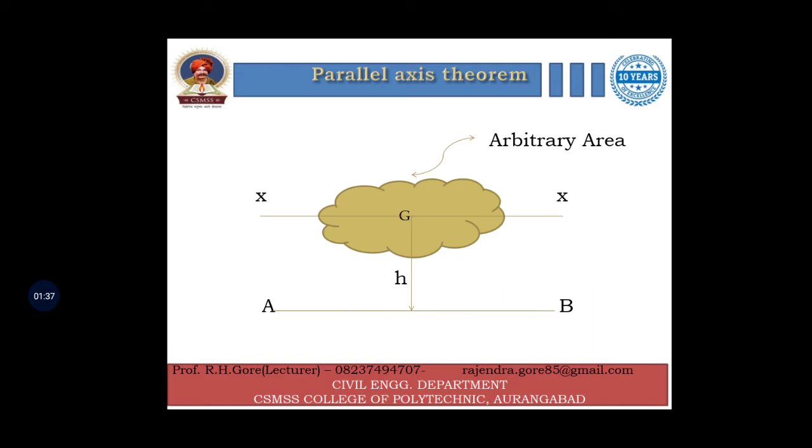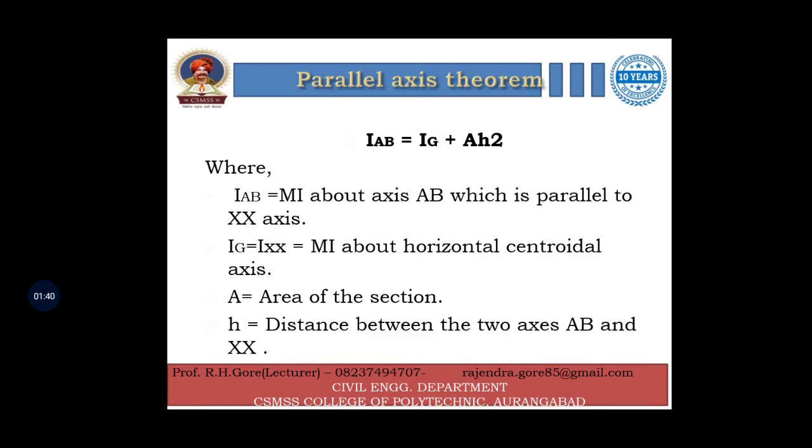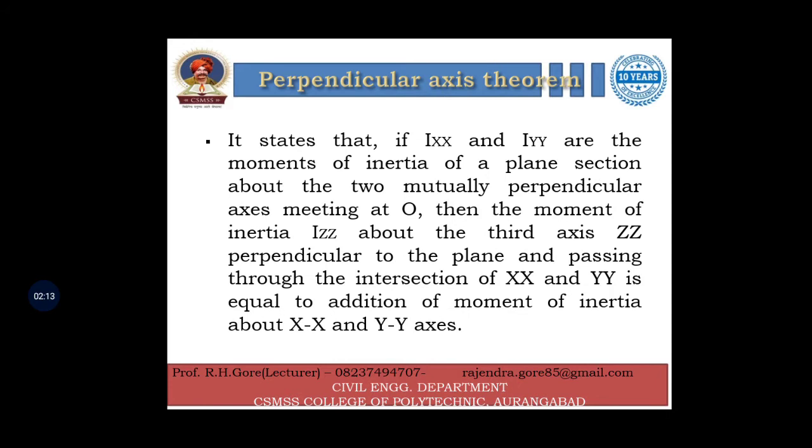between these two axes. So the mathematical expression for the parallel axis theorem is IAB is equal to IG plus AH square, where IAB is the moment of inertia about axis AB, which is parallel to the XX axis, IG or Ixx is the moment of inertia about the centroidal axis, A is the area of cross section and H is the distance between the two axes, that is AB and XX axis.